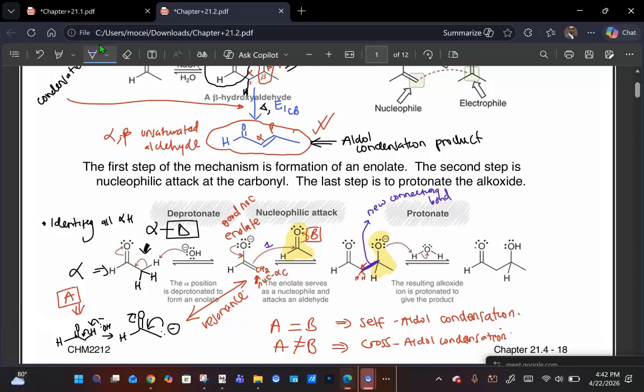However, the arrow starts from the double bond. So this is not an alcohol yet. We know that is alpha. We know this is beta. The goal is to get a beta hydroxy. So we do the P step.